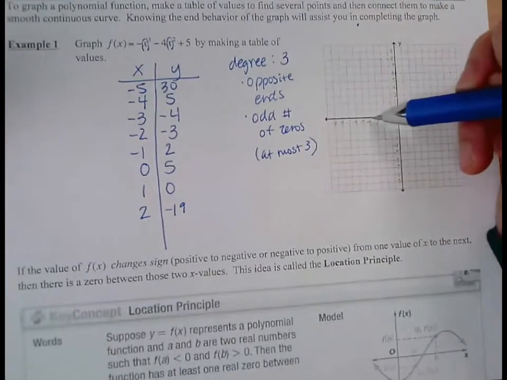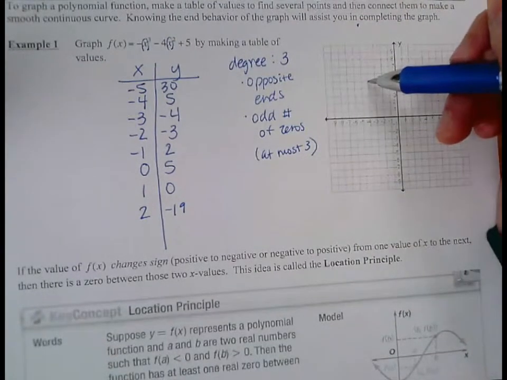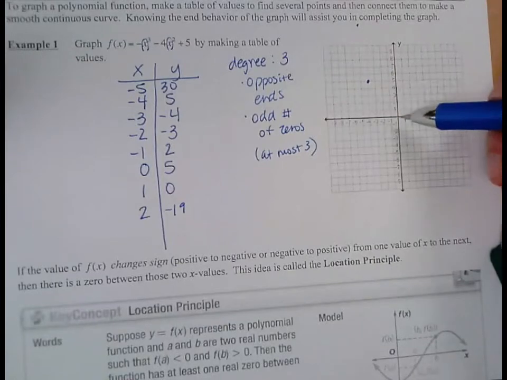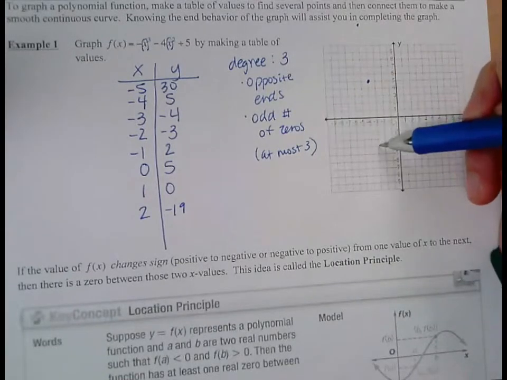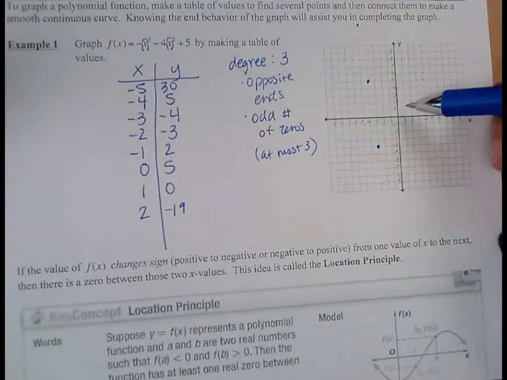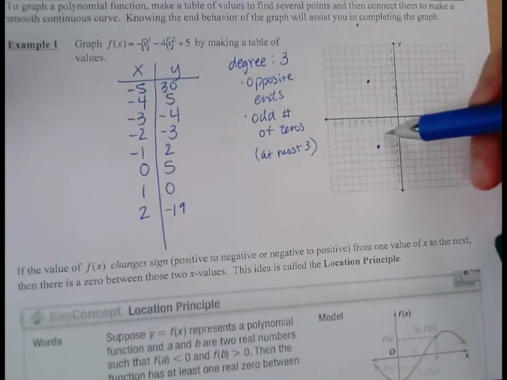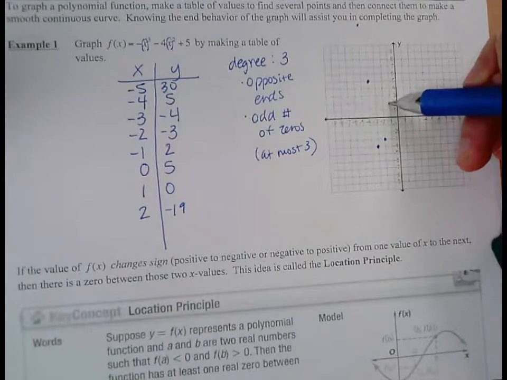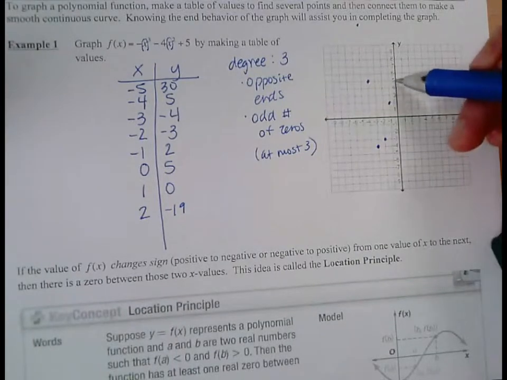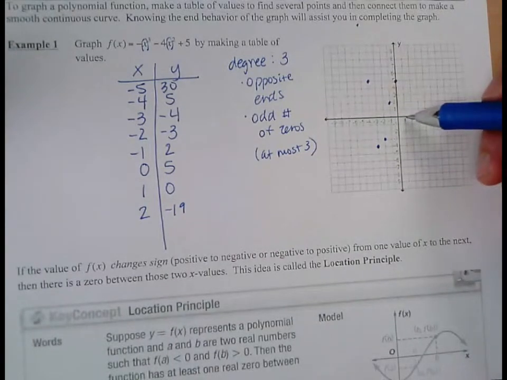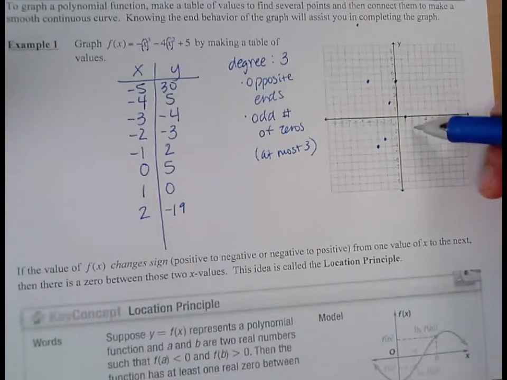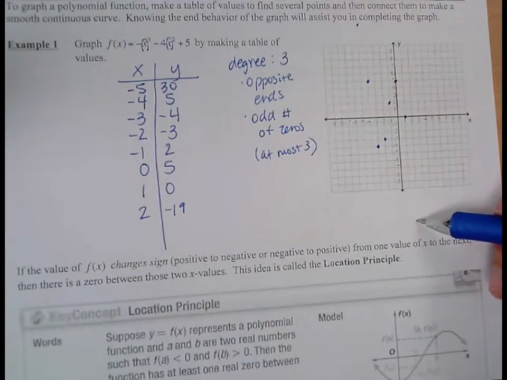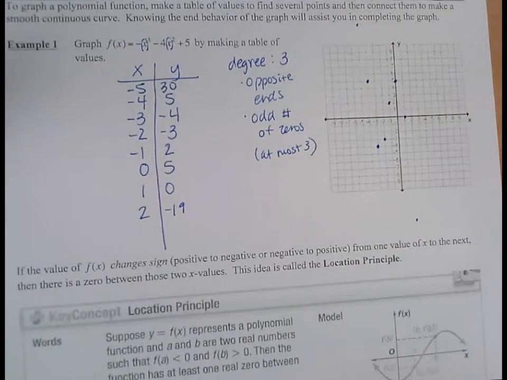So negative 4, 5; negative 3, negative 4; negative 2, negative 3; negative 1, 2; 0, 5; 1, 0; and 2, negative 19 doesn't fit, so I'm just going to put a point below the graph to know that it ends down there.